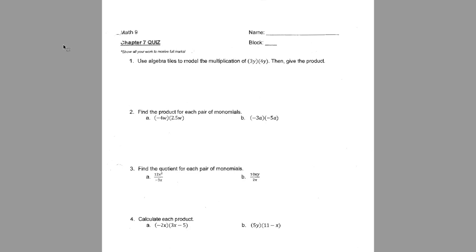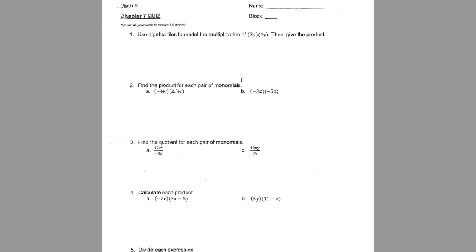Grade 9, Chapter 7 quiz. As you can see, the text is average or smaller sized, asking students to use algebra tiles to model, then give a product for pairs of monomials. Limited space here. The numbers aren't very large.